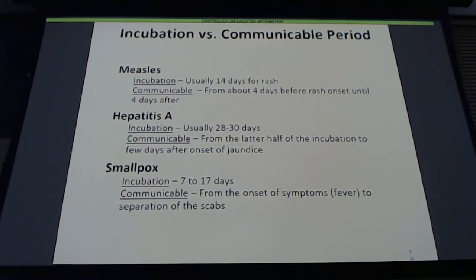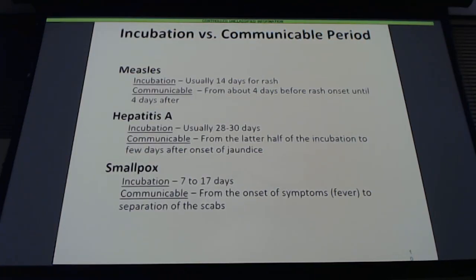You guys remember these things? Measles incubation period, usually 14 days, on average 10 to 12. Right? Communicable time periods, 4 days before the rash onset. Here it says 4 days after. It's usually about a week after. You're still able to spread measles. And this is one of the higher communicable issues that we have.